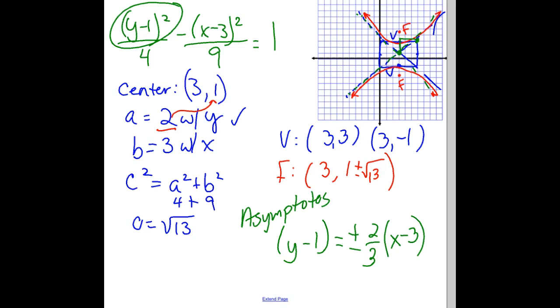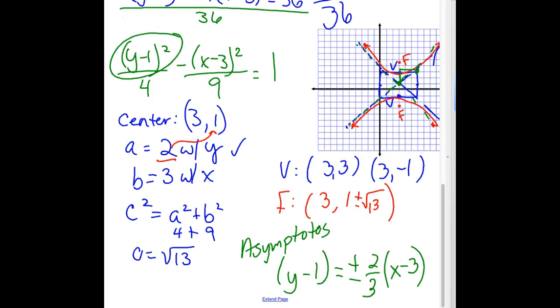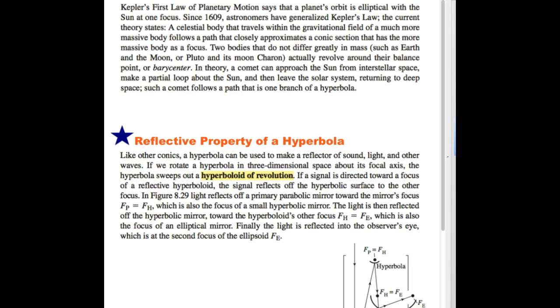Okay. I'm going to pass out another sheet that got missed in your packet. While I'm doing that, I would like you to just read through this top paragraph.